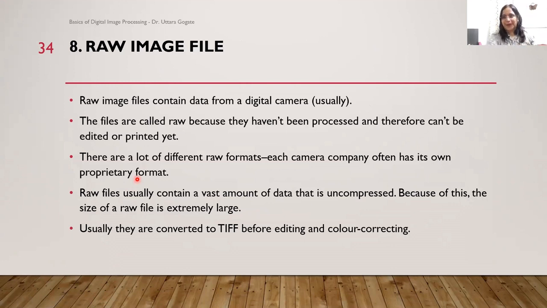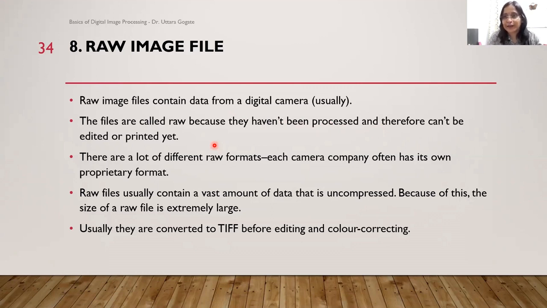Now this is the basic data. Whenever you capture any image and you have not stored it in any of the discussed file formats, it is the raw image. A raw image file contains the data directly from the digital camera without any processing, without any compression. These files are called raw because they have not been processed, therefore they cannot be edited and printed. What did you understand from this?